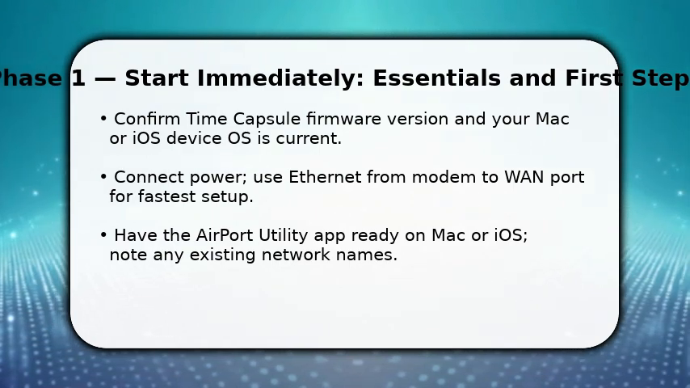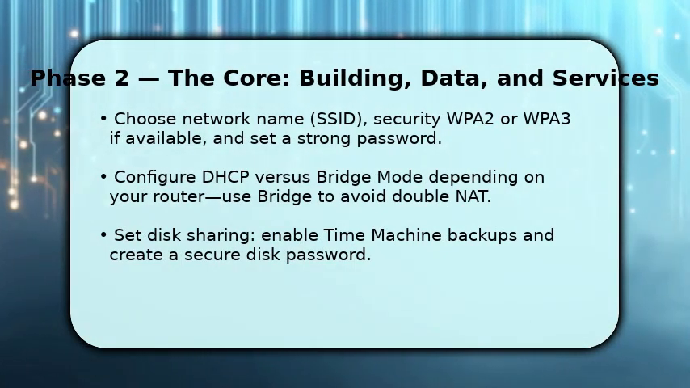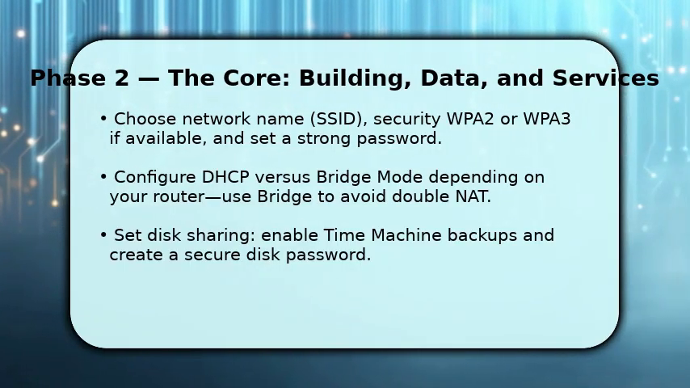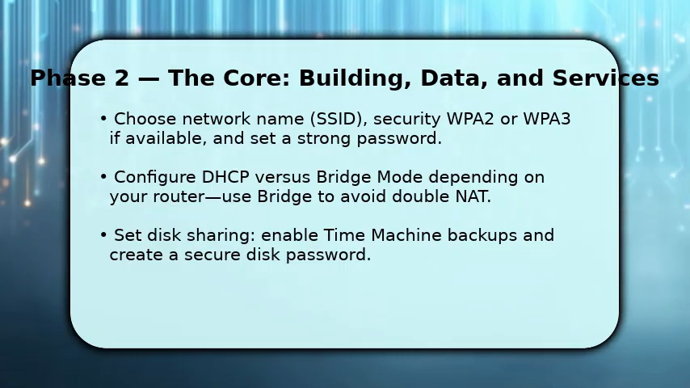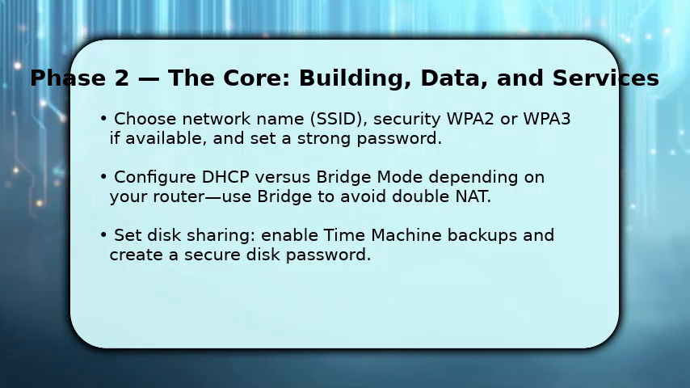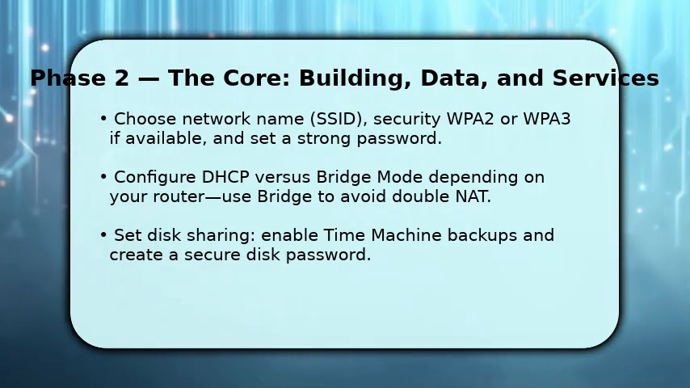Now you configure the network. Pick an SSID and set WPA2 or WPA3 security with a strong password because encryption protects your devices. Next, decide DHCP or bridge mode. Use bridge mode if another router already hands out IPs. Otherwise, enable DHCP to let the time capsule act as router.